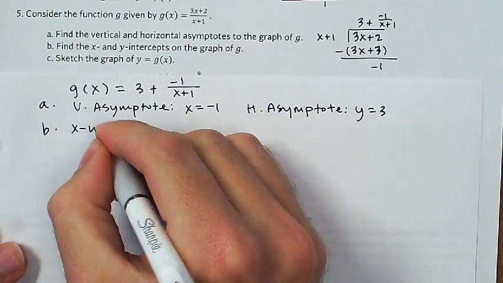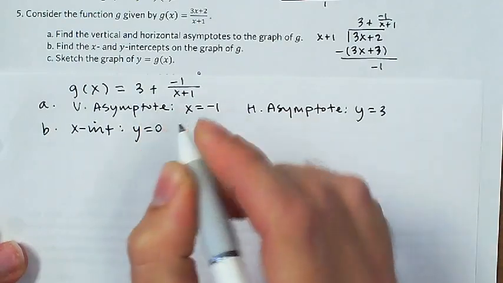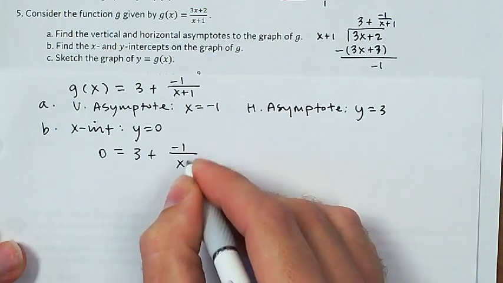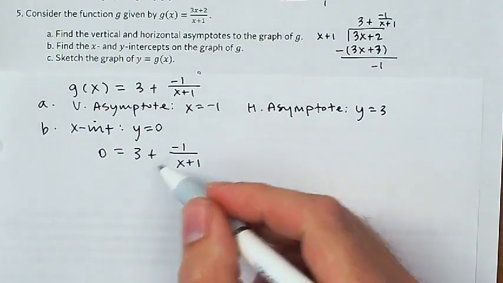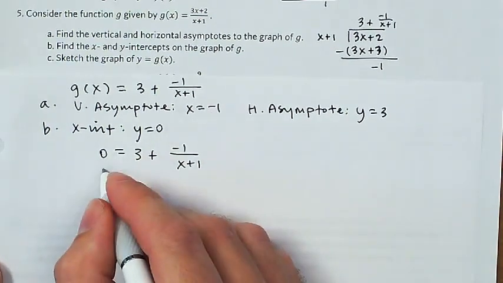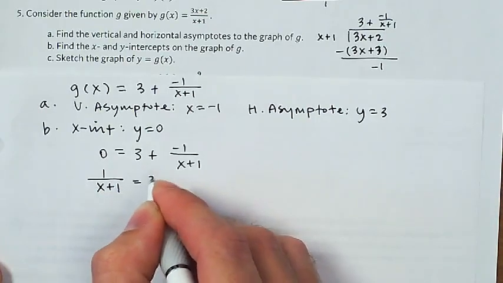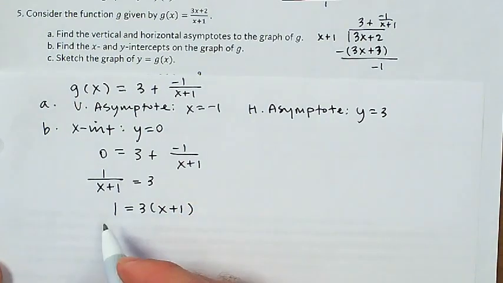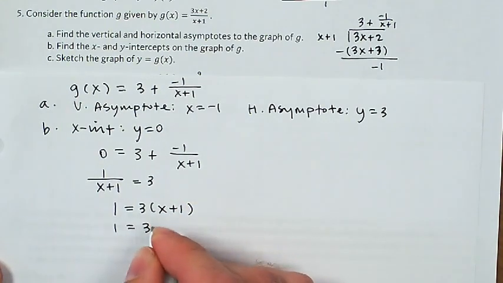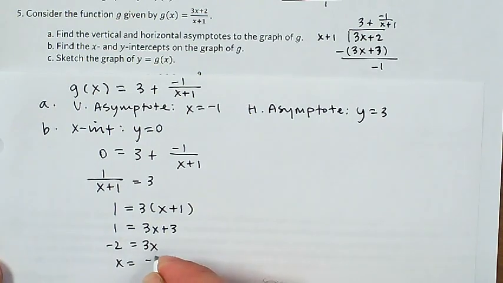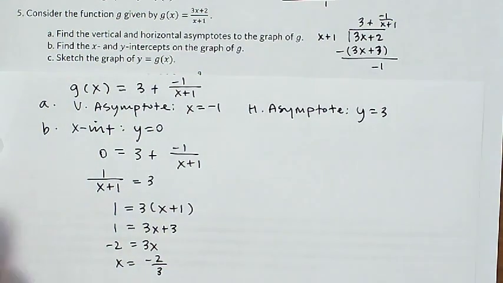For the x-intercept, I'm going to set y equal to 0. 0 equals 3 plus negative 1 over x plus 1. This is like minus the fraction, right? 3 minus positive 1 over x plus 1, same thing. So I might add that fraction over to the other side. Cross multiply. And then distribute. Subtract 3, divide by 3, negative 2 over 3.